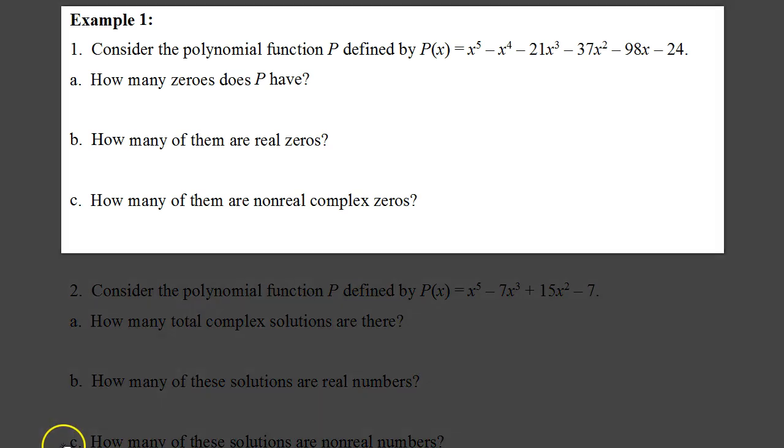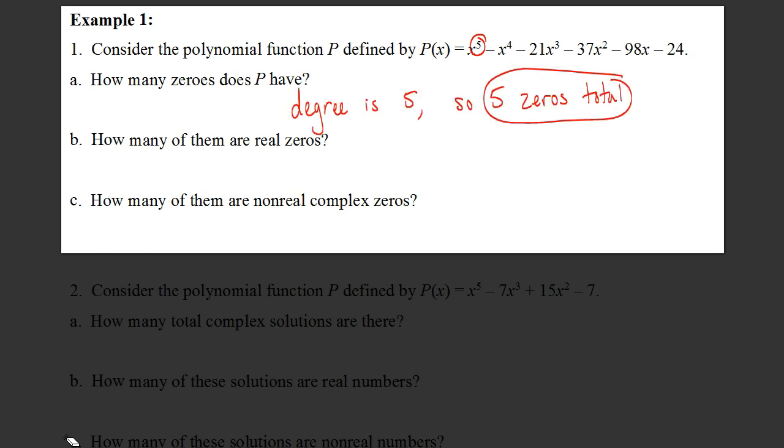Okay, so let's look at this first polynomial that's described by x to the fifth minus x to the fourth minus 21x cubed minus 37x squared minus 98x minus 24. So again, the first question is asking how many zeros does it have? Since they're asking for the total number of zeros, we get that from the degree of the polynomial. Since this is in standard form, we can see very easily that the largest exponent is 5. So since the degree is 5, there are going to be 5 zeros total. Now when it says how many of them are real, there's no way for me to get that just by looking at the equation. In order for us to get this, we need to look at the graph.